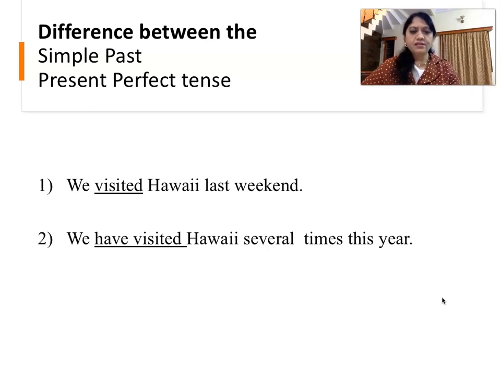In the second sentence, we have visited Hawaii several times this year. So this year has not yet ended, so I could visit Hawaii again. So this is the difference between simple past and the present perfect tense. The first sentence is the simple past tense, which is talking about a completed action, whereas the second sentence is trying to draw a connection between the past and the present. So it always implies something more.